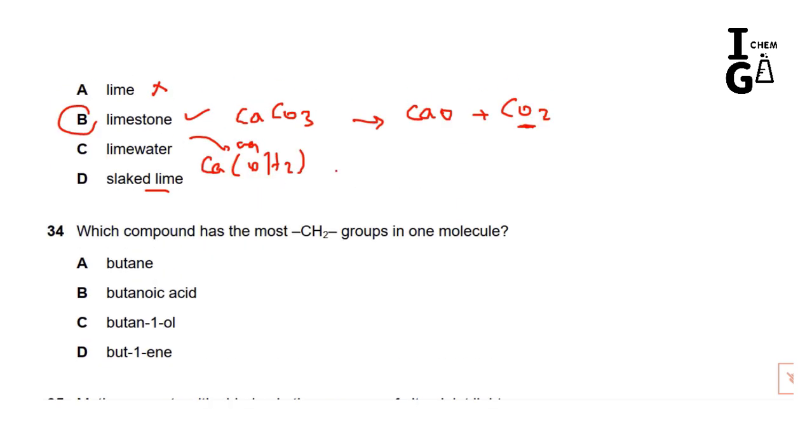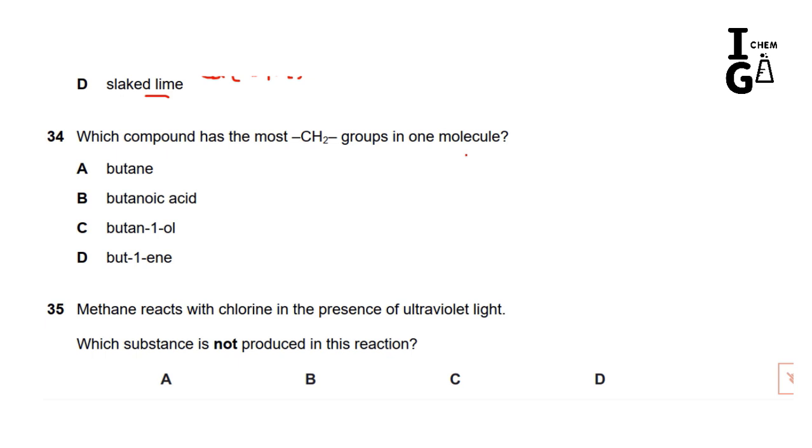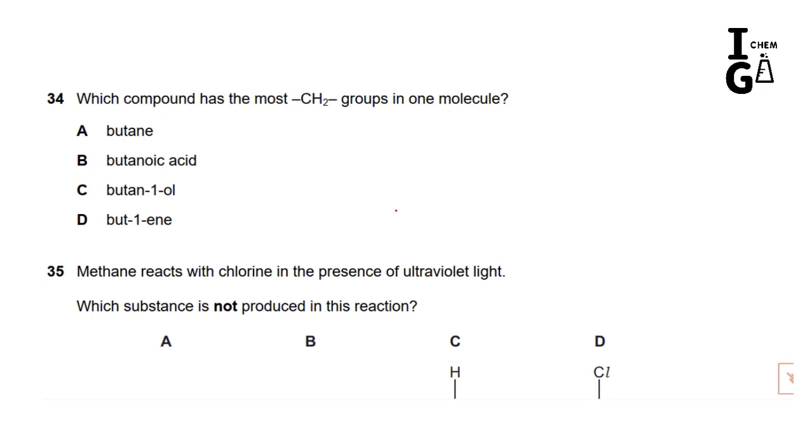You know, guys, some questions have been removed from the new syllabus for 2023, but we can go through them quickly, no problem, just for more illustration. 34. Which compound has the most CH2 groups? So this is organic chemistry, groups in one molecule. We need to count which compound has the most CH2 groups.